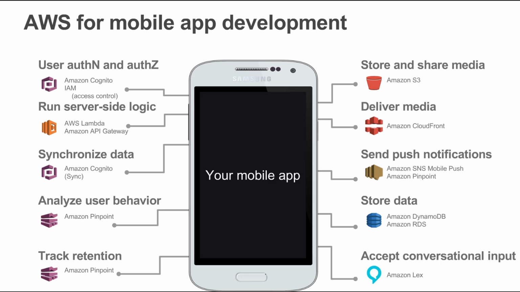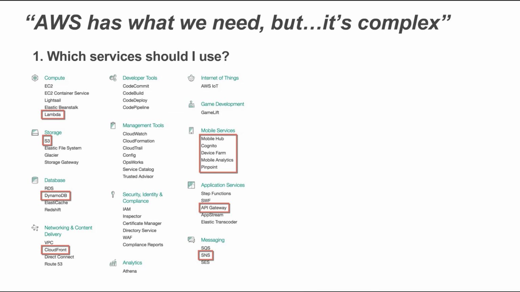So let's give you a view of what your mobile app would look like and all these mobile services. Leading into Mobile Hub, mobile developers come to us and say, okay, great, I see AWS has all these services. You go to the console and you see all these compute and CodeDeploy and IoT and Lightsail. Like, okay, where do I get started?